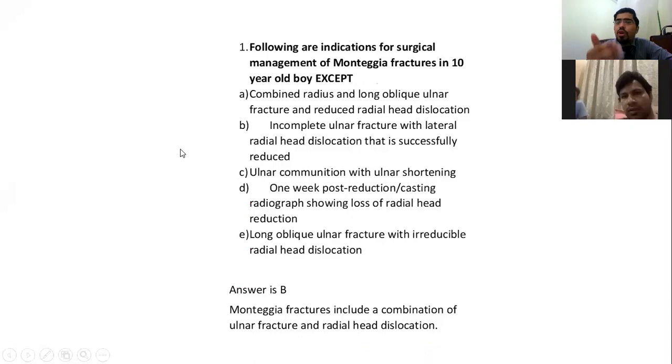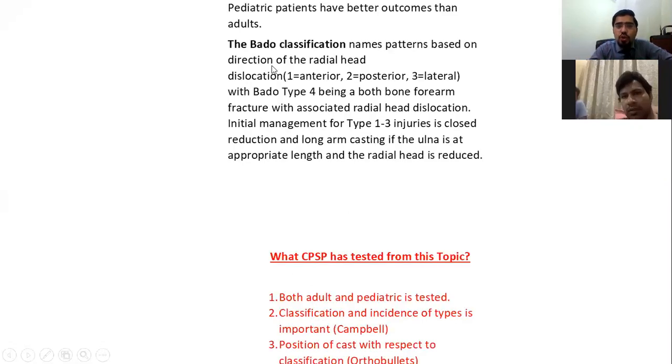Then the next question, Monteggia fracture. Monteggia and Galeazzi both are asked, but Monteggia is mostly asked when compared to Galeazzi. And Monteggia acute or chronic both are asked. So the Bado classification is very important. And they ask Monteggia of both pediatric and adult variety. Bado classification, what is the most common variety in pediatric and what is the most common variety in adult? It is different. So both adult and pediatric have been tested. Classification and incidence of type, it is written in Campbell. I have written it over here.